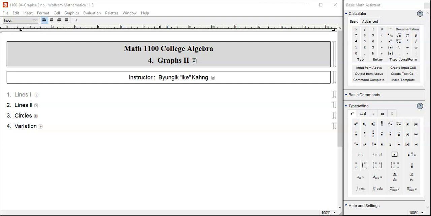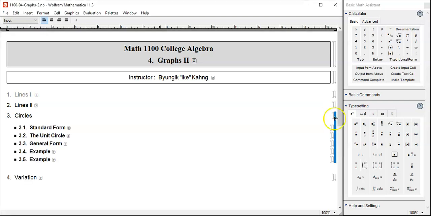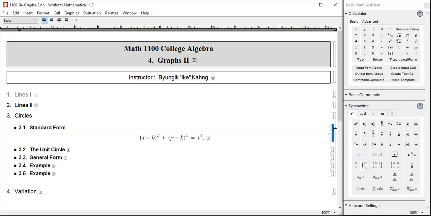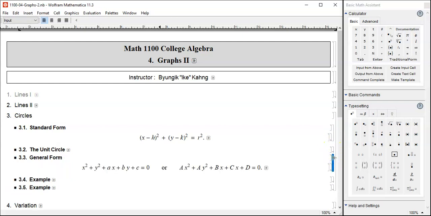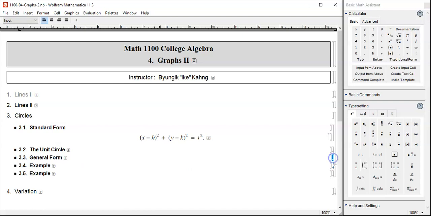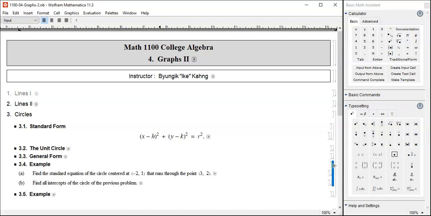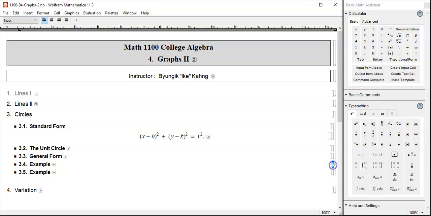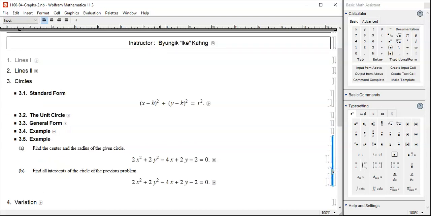Hello students, welcome back. Let's return to section 3 and let's complete it this time. We went through the standard form of the circle, the general form of the circle, and then we went through an example problem which is more or less elementary. No problem there. Now here is a little bit harder example.